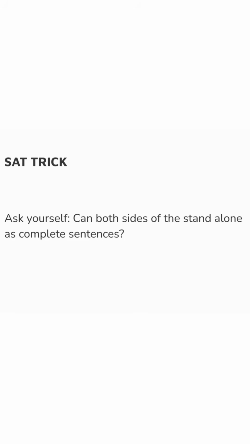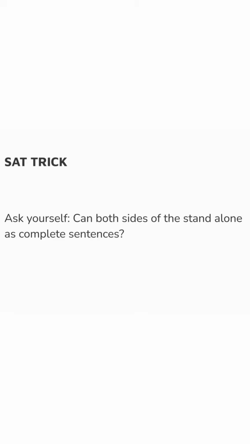So, here's a trick for the SAT. What you want to do is look at what's on both sides of the blank and ask yourself, can both sides stand alone as a complete sentence? If yes, you're dealing with two independent clauses and need to connect them correctly.